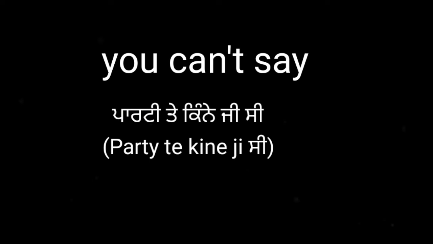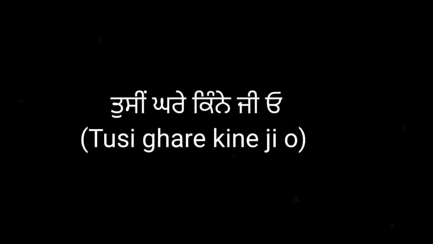You can't say "party te kinne ji si". All right, you can't say that. If you want to say how many people were at the party, then you would say "party te kinne jane si". You can't say "party te kinne ji si" because G means your family members. So people use this word G like "tusi ghare kinne ji ho", meaning how many family members or how many people are at your home. So yeah, that's the fourth way we use this word.